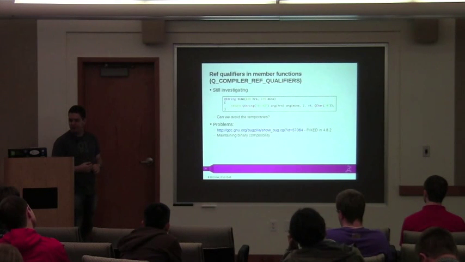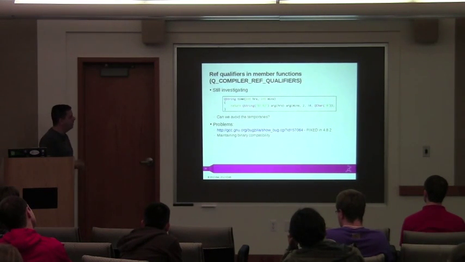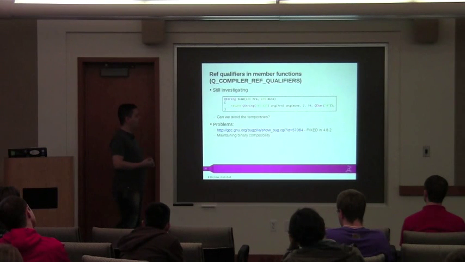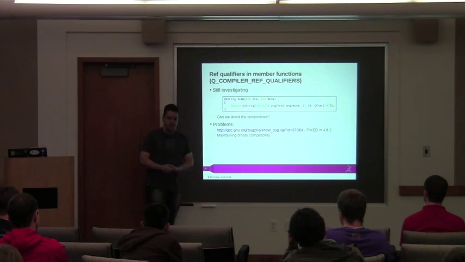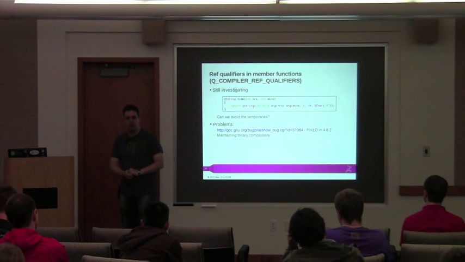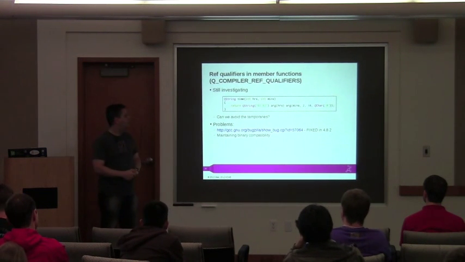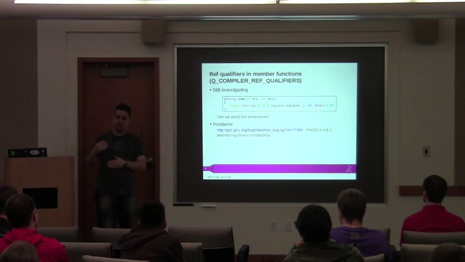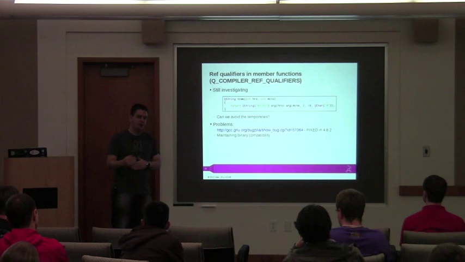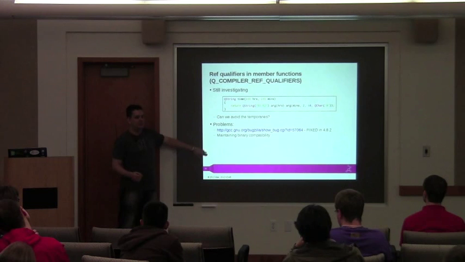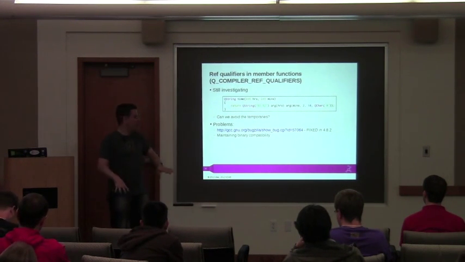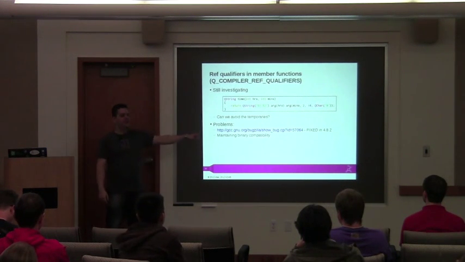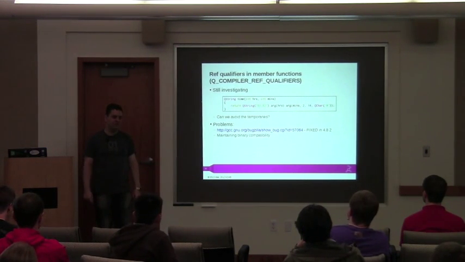So that's the question. Can we avoid the temporaries? My problem is the standard says that if you declare any overload with the R value or L value ref qualifiers, all of them have to be declared with ref qualifiers. And with GCC, the ABI changed. So I need to provide with and without qualifiers. I need to provide three overloads for each arg function.